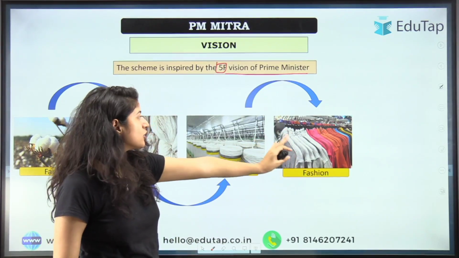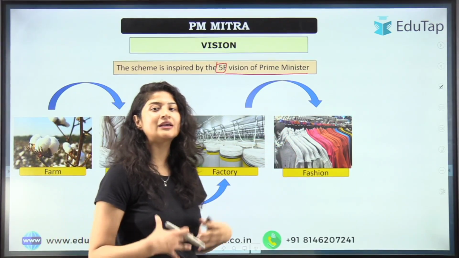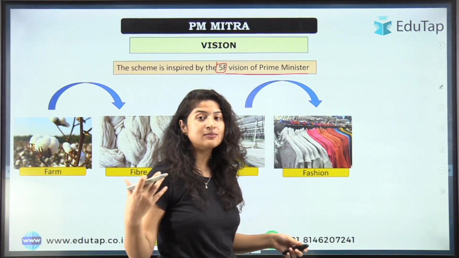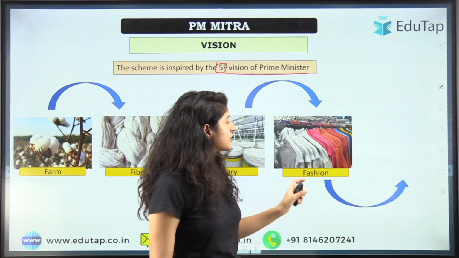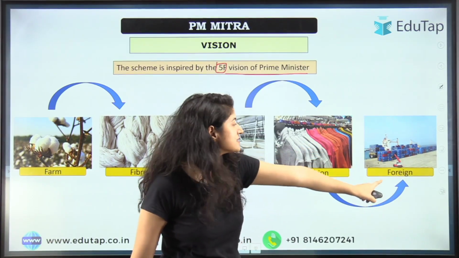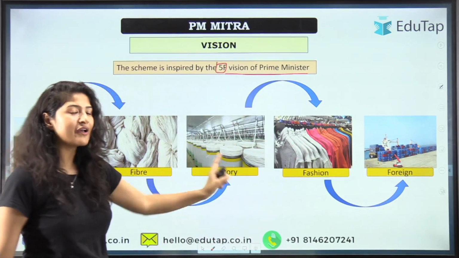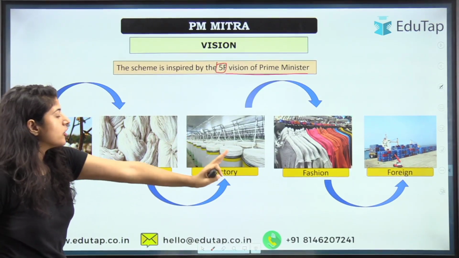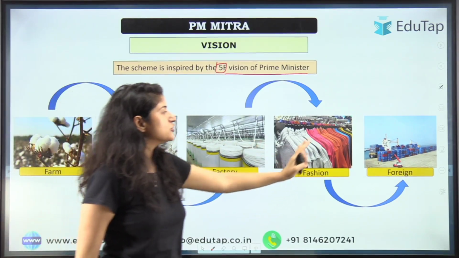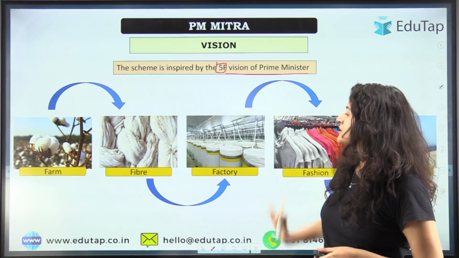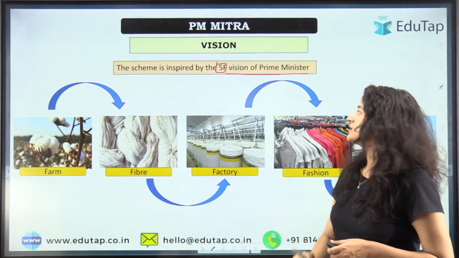So fashion is your 4th step, in which we are talking about making good clothes of good quality or good style, so that they will be sent to the international market. So after fashion, it is for international recognition. We are talking about export, we are talking about foreign. So these are the 5 F's to make India a global market for the textile industry, starting from farm till foreign. So we have farm, fiber, factory, fashion, foreign. I hope by this approach you are able to retain all the 5 F's that are present in this.